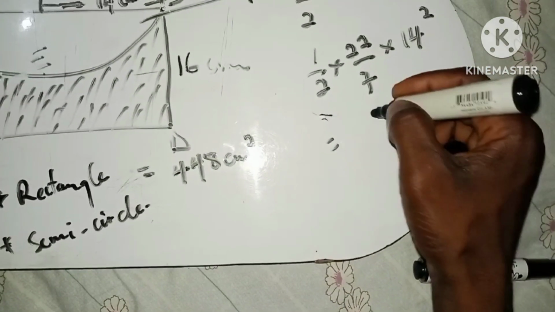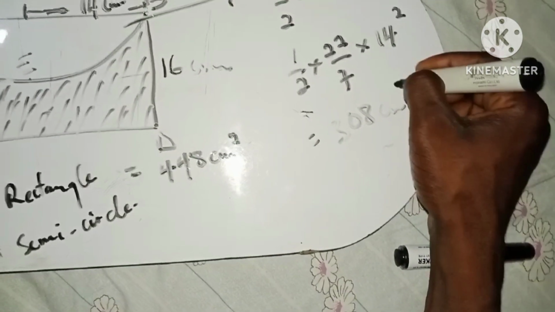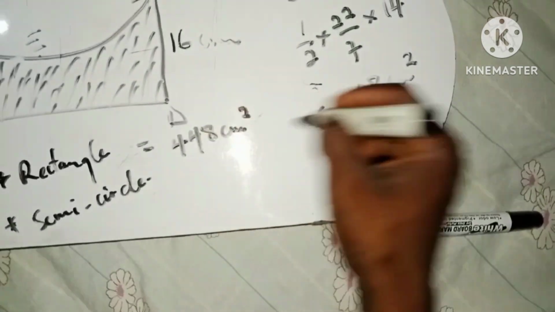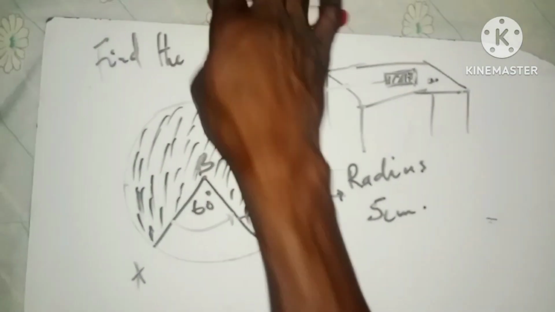So congratulations for just trying, right? So you have here 308 cm squared. If you're having a different answer from this, just make sure that you alert me in the comment section. We have this diagram here.